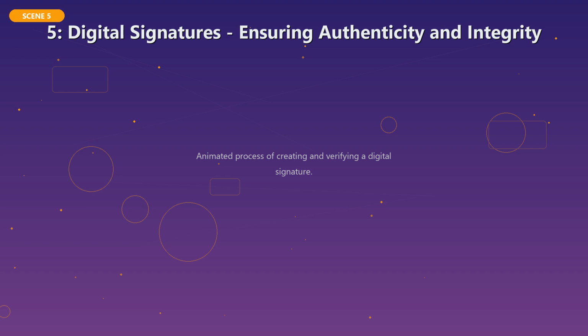2. Encrypting the hash. Next, the sender takes this message digest and encrypts it using their own private key. This encrypted hash is the digital signature. 3. Attaching the signature. The original document, along with its digital signature, is then sent to the recipient.